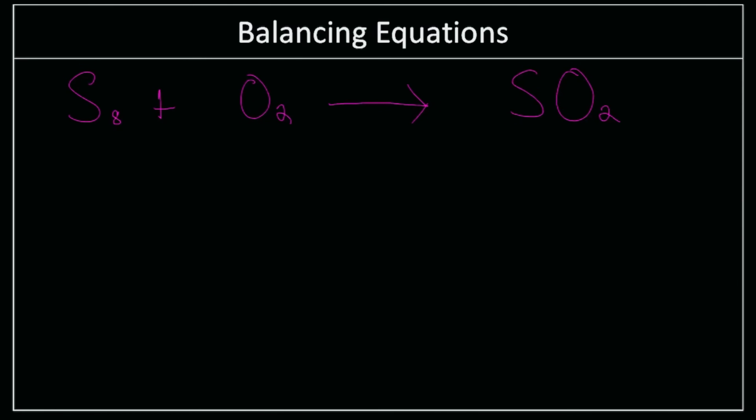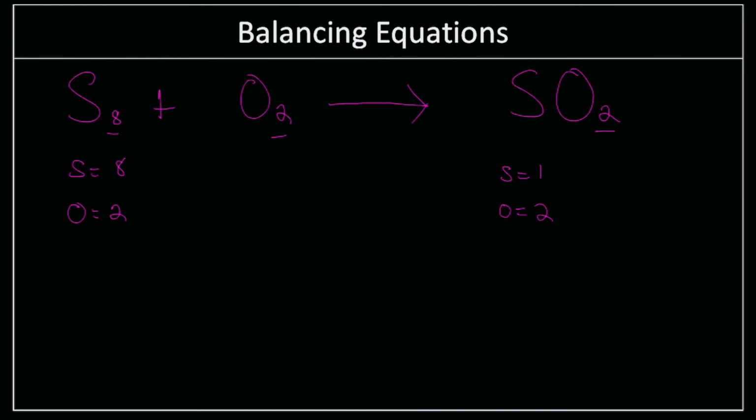Balancing equations. One thing you want to keep in mind when we're balancing equations, what we do to the reactant side, we must do to the product side. Now, first thing you want to do is write out what you have on each side. On our reactant side, we have 8 sulfurs and 2 oxygens. Product side, we have 1 sulfur and 2 oxygens. So we can see that this is the unbalanced equation and that we must do something to balance this equation out.